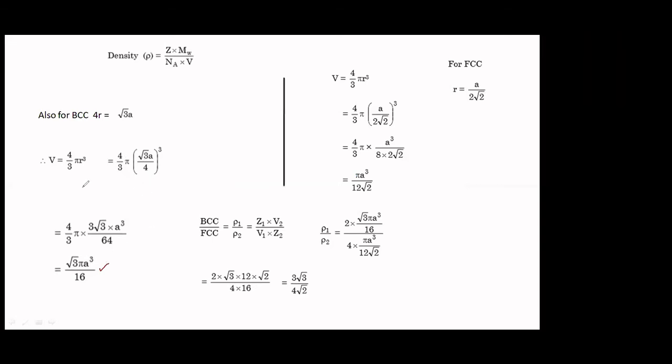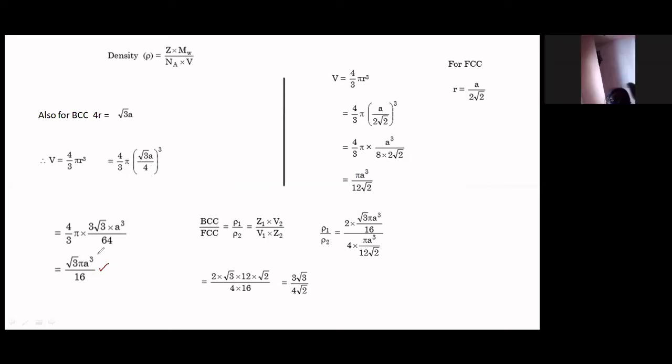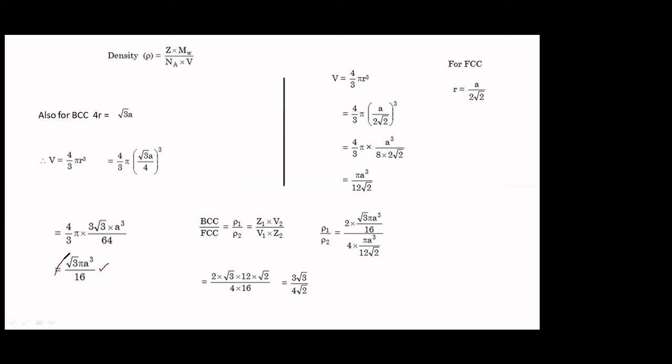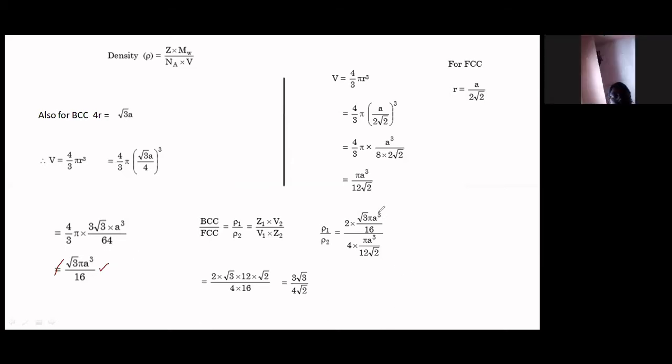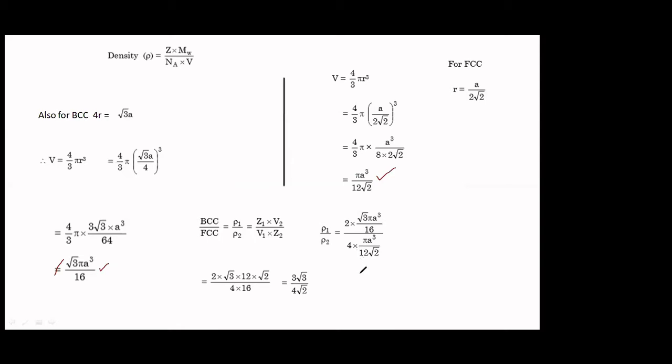Either you substitute for R or you substitute for A in the material. If you substitute in terms of A, then you will get this as the density of BCC. Similarly, the density of FCC you will get like this. Divide one by the other, you will get this.